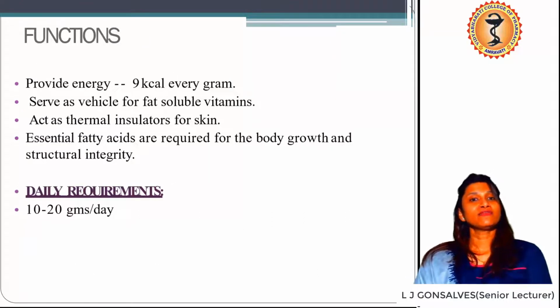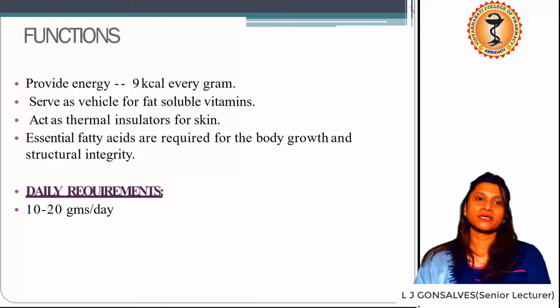Now we'll see the functions of fats and oil. The first function is they provide energy, that is 9 kilocalories every gram. Means every gram of fats or oil provides how much energy? 9 kilocalories. Then the second function is they serve as a vehicle for fat soluble vitamins.